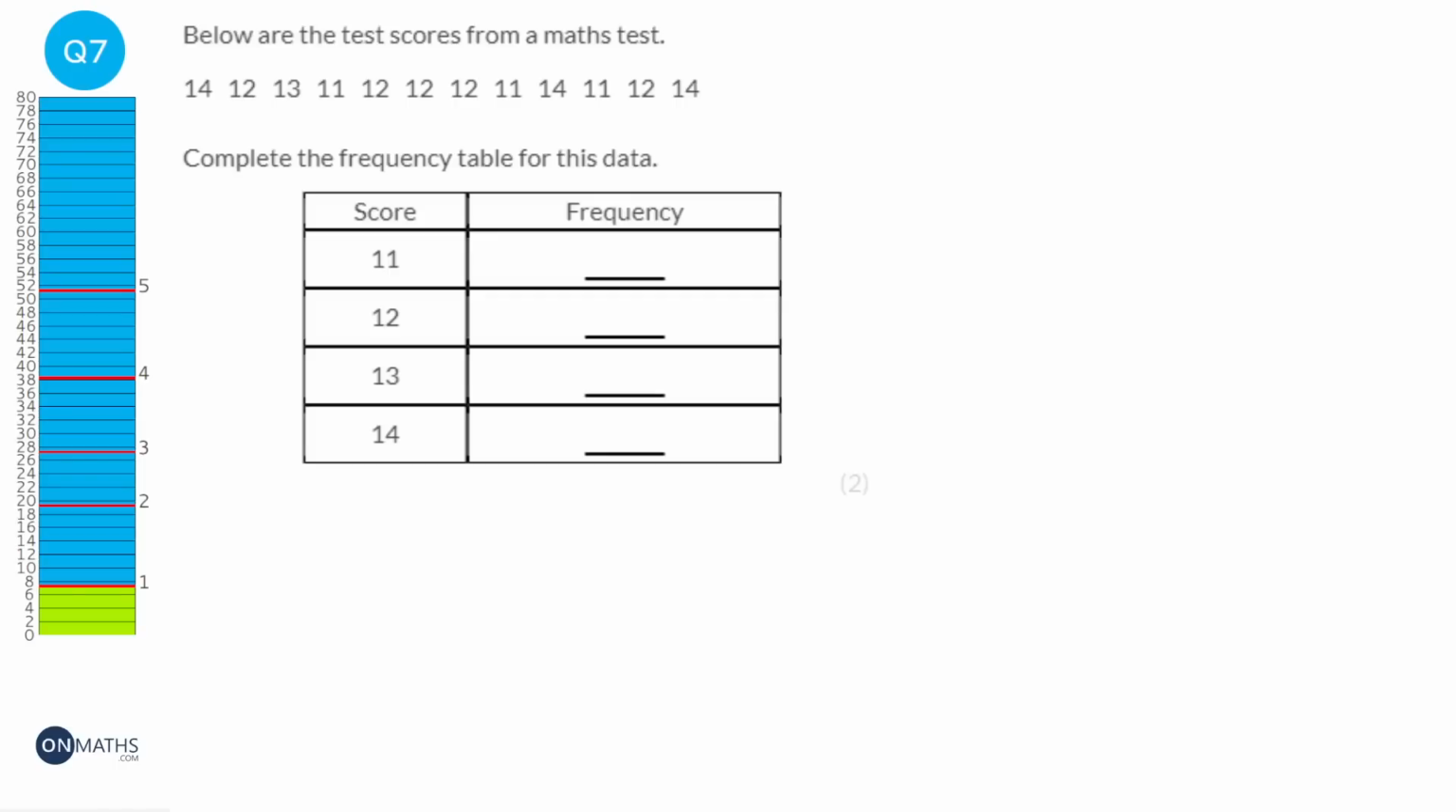Frequency just means how many. So when it says the frequency for a score of 11, it just means how many 11s are there. So I'm going to cross these out as I go. So 1, 2, 3, so 3 11s. Then for 12 there are 1, 2, 3, 4, 5. For 13s there are 1, and for 14s there are 1, 2, 3.